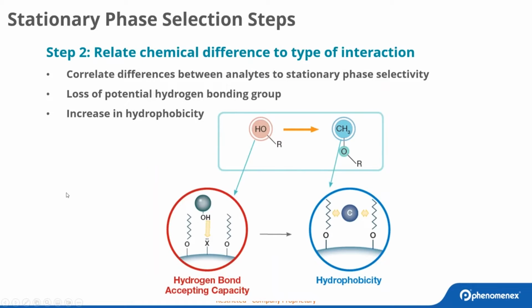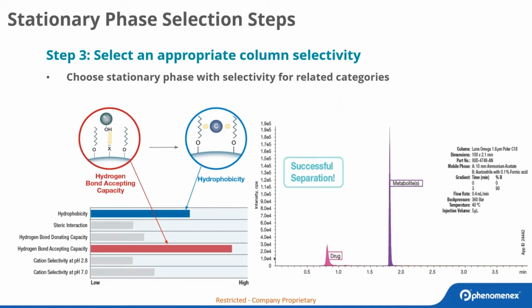So step two is relate that chemical difference to a type of interaction. So you're going to correlate the differences between the analytes to stationary phase selectivity that we just talked about, and we'll continue to talk about. So here with the alkyl, excuse me, we have a hydrogen bond accepting capacity, right? So we're looking for a hydrogen bond accepting capacity in our stationary phase. And then here we are looking for hydrophobicity, right? We're focusing on this methyl group right here, and we're looking at the hydrophobicity. So those are the two things that we're going to focus in on.